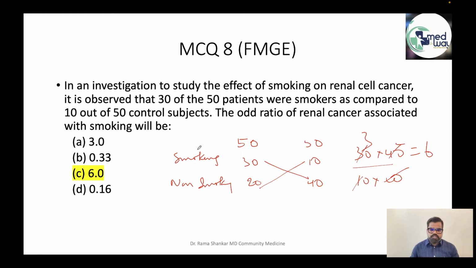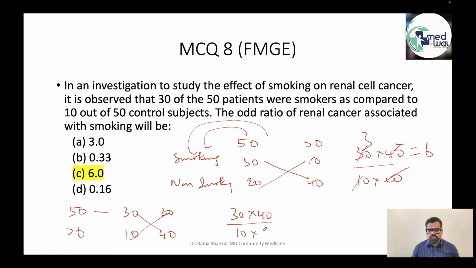I'll just put this one here now and this one here now. See, 50 cases, 50 control, 30 were smoking, 20 were not smoking. 50 control, 10 were smoking, 40 were non-smoking. Again you do the same, 30 into 40 divided by 10 into 20. Answer is 6. So in whatever way you do cross product, or you understand the concept the way I have explained the first one, in any way you do, the answer will be 6 only. So this is the way to understand odds ratio.